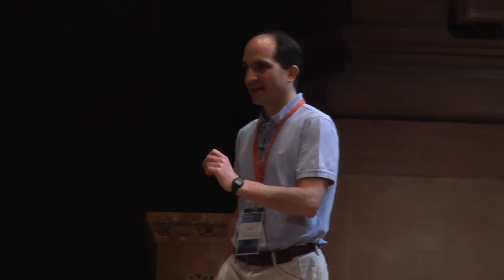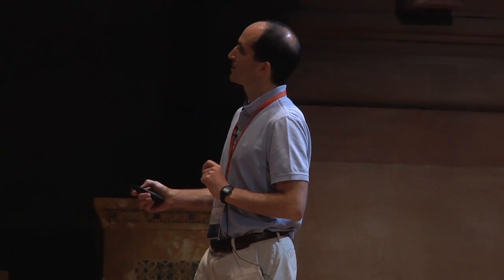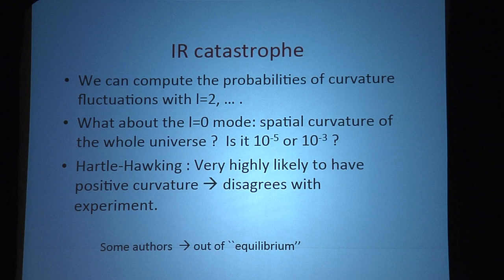Now, I think what we have today in quantum gravity is an infrared catastrophe. For example, in the theory of inflation, we can compute the probabilities of curvature fluctuations in great detail and in a way that compares very well with experiment. But if we try to compute more uniform properties, let's say the zeroth mode of curvature, the uniform part of the curvature, is it 10 to the minus 5 like the others, or is it 10 to the minus 3? Is it positive, is it negative? Now, there is one way of calculating this, which is the Hartle-Hawking proposal, which is just the direct extension of the method used to calculate the other fluctuations. And this method gives something that doesn't make sense. It really disagrees with experiment.